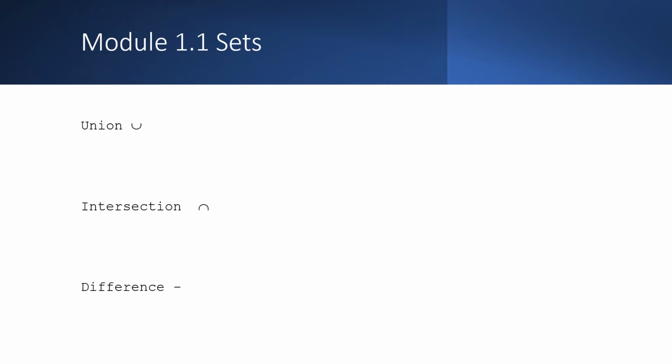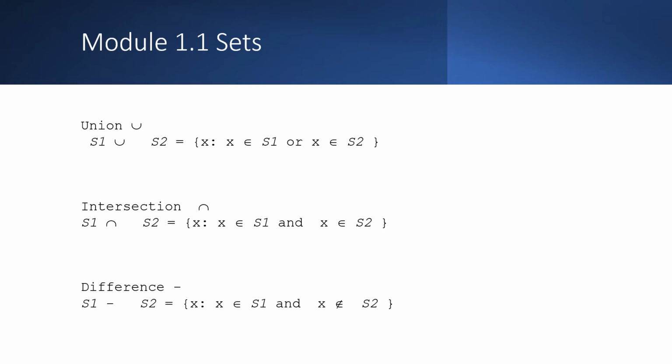Let's make sure we have an understanding of union, intersection, and difference. If you have two sets, S1 and S2, then any elements that are in S1 or in S2 make up the union. Intersection means that the element must be in S1 and also in S2. And difference means that if an element is in S1, then it is not in S2.